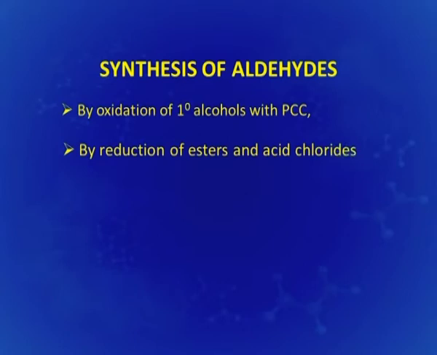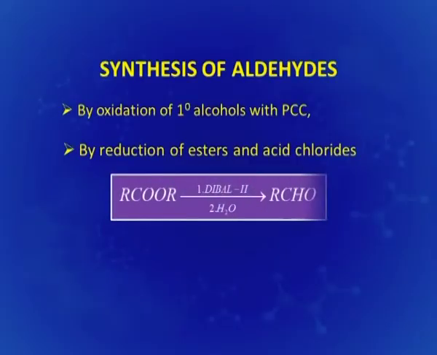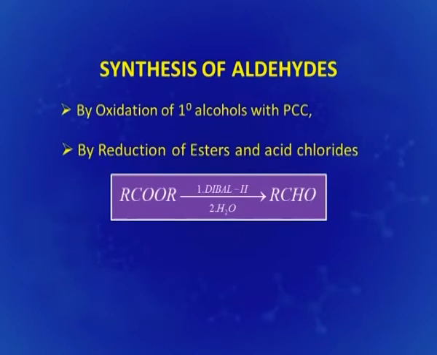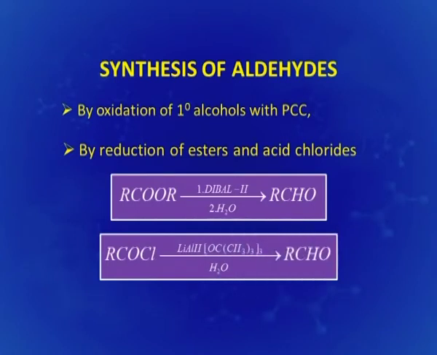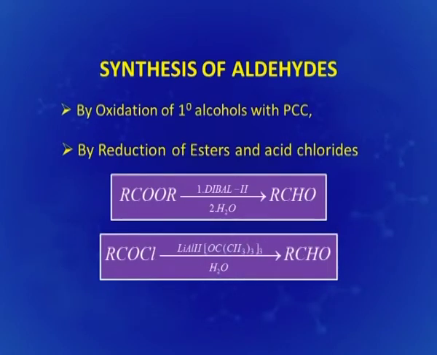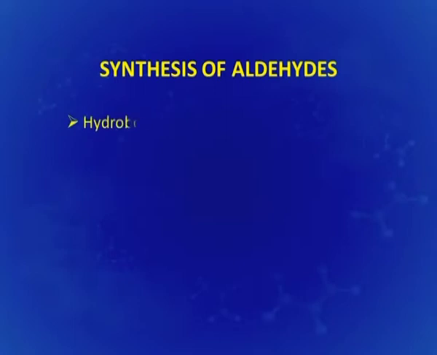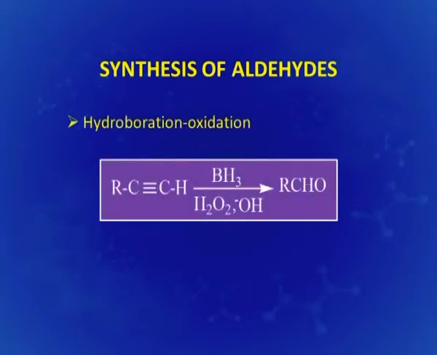Esters as well as acid chlorides are the derivatives of carboxylic acids. These esters, on treatment with DIBAL-H, that is diisobutyl aluminum hydride, followed by protonation, and the second one, acid chloride, on treatment with lithium tri-tert-butoxy aluminum hydride, followed by water, give the aldehydes. And the third and most important method is hydroboration followed by oxidation.